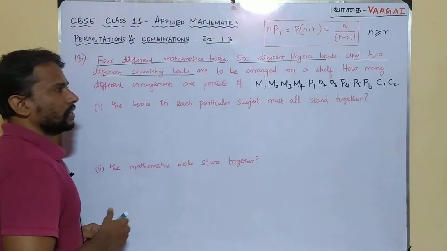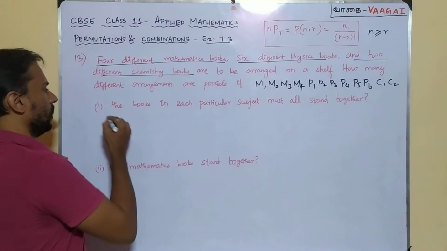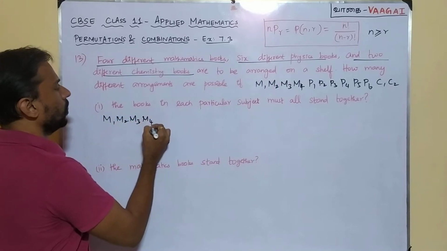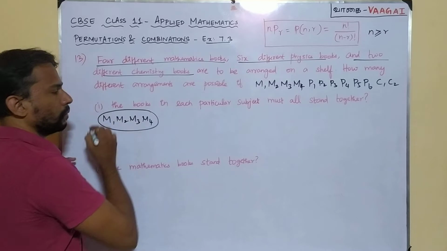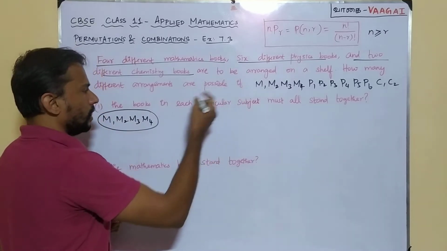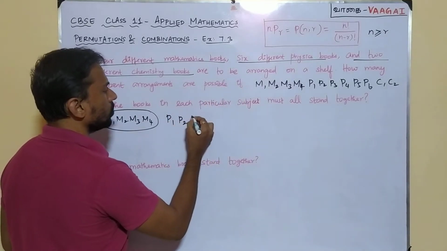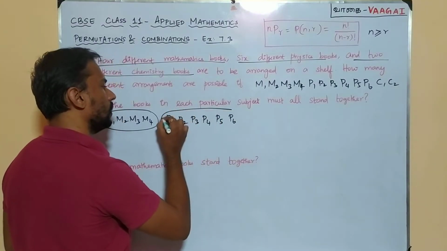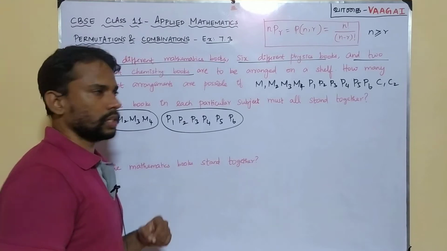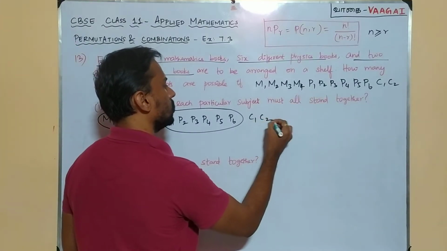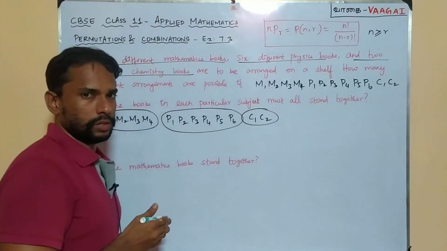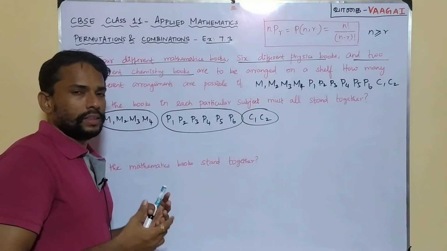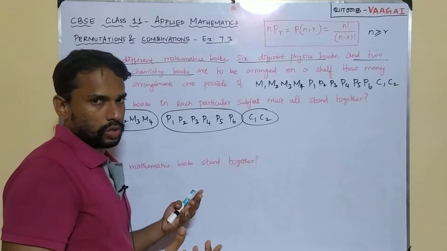In that case, how can we handle this problem? We can handle it as M1, M2, M3, M4; this entire group becomes one single bunch. Coming to the physics books, P1, P2, P3, P4, P5, P6, this entire collection becomes one single bunch. And the chemistry books become one single bunch. So how many bunches did we make here? We made 3 bunches here.